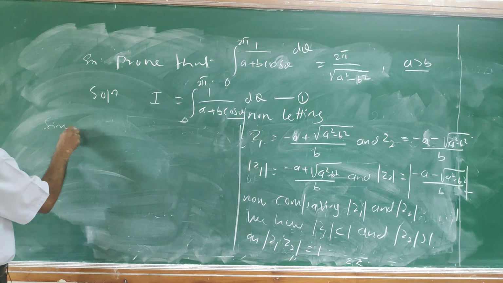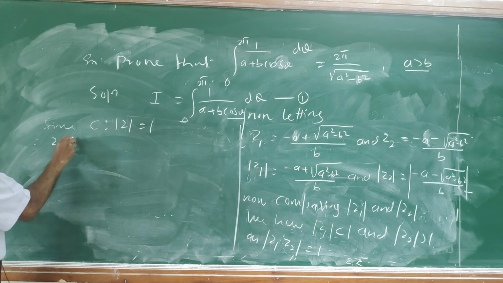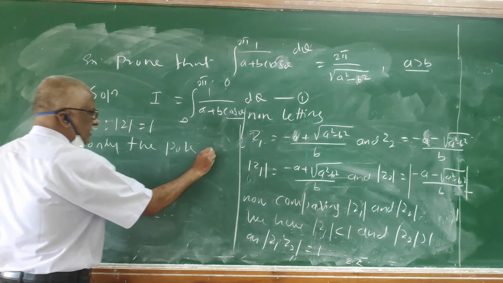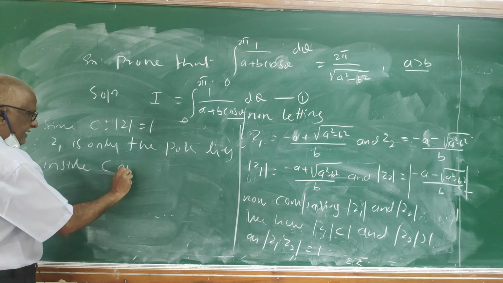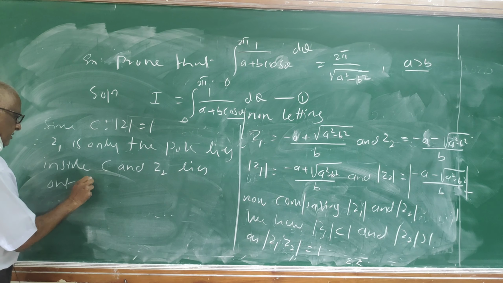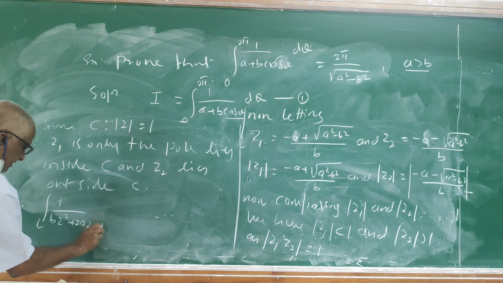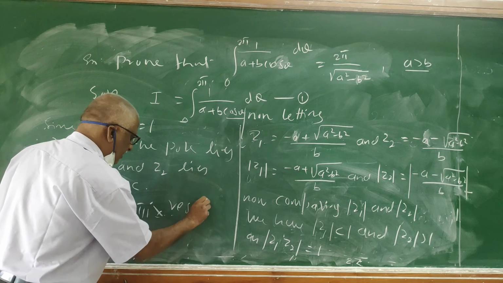Since C is such that mod z equal to 1, therefore z1 is the only pole that lies inside C, and z2 lies outside C. Therefore, the contour integral of 1 by bz square plus 2az plus b dz is equal to 2 pi i into residue at z1.